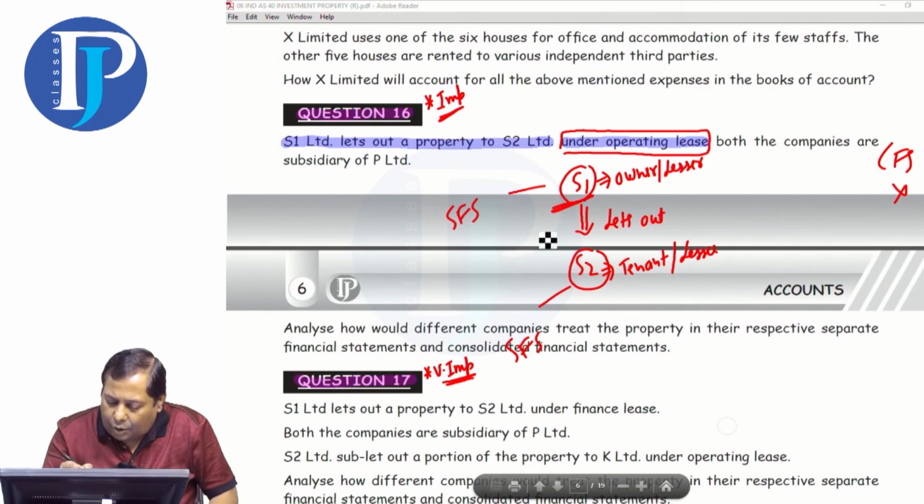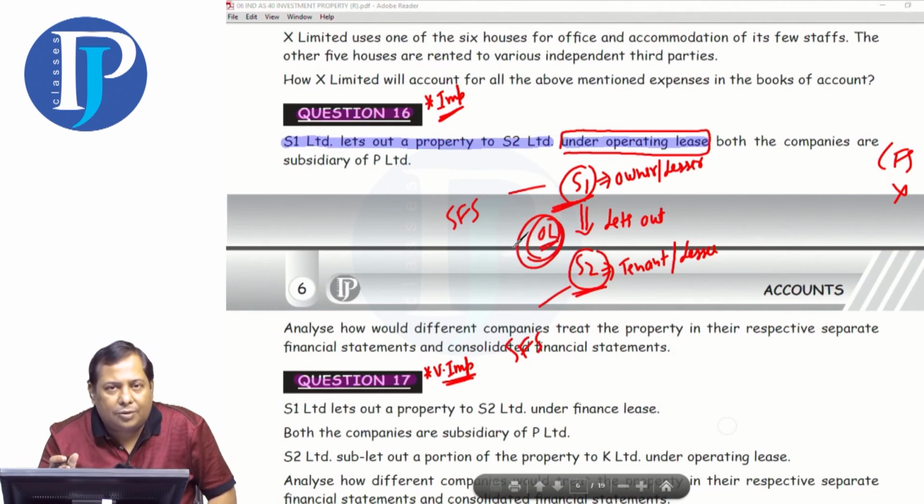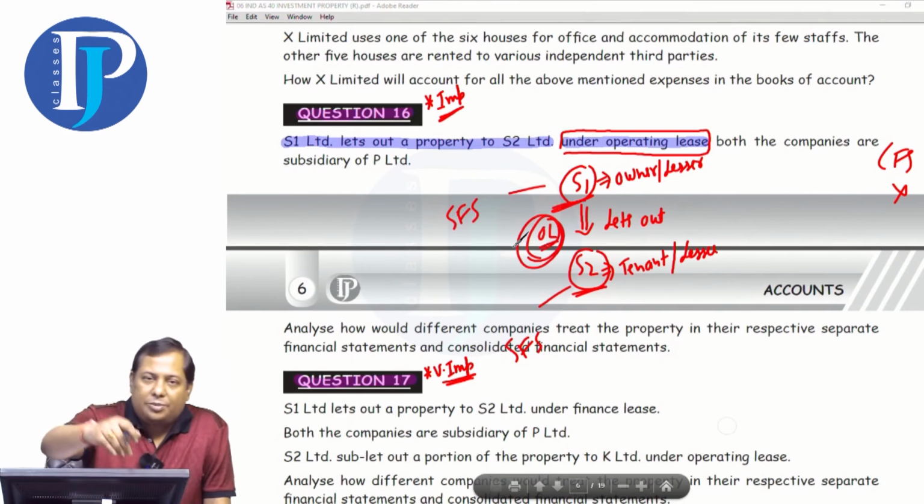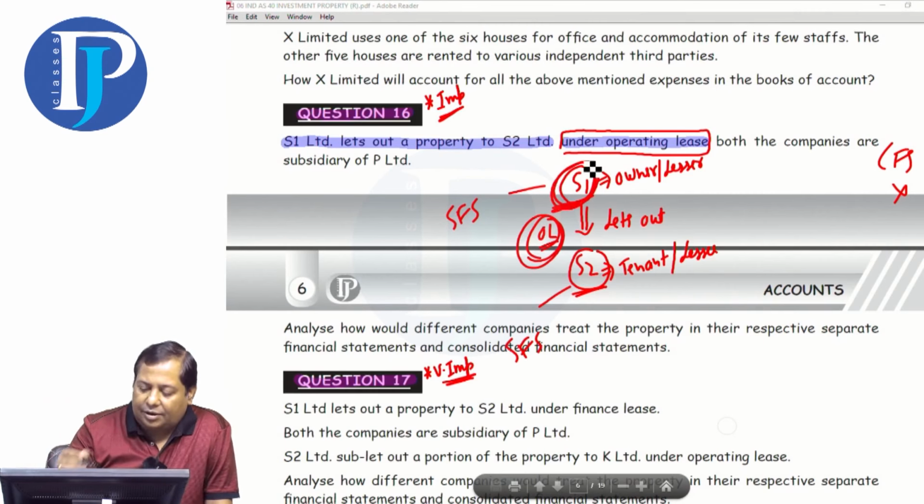Let's talk about property now. In S1, as per operating lease, property is given to S2. What happens in operating lease? Ownership does not transfer here. The lessor becomes the owner here. He is the owner today and will remain to be the owner tomorrow. This means that S1 will use Ind AS 40.